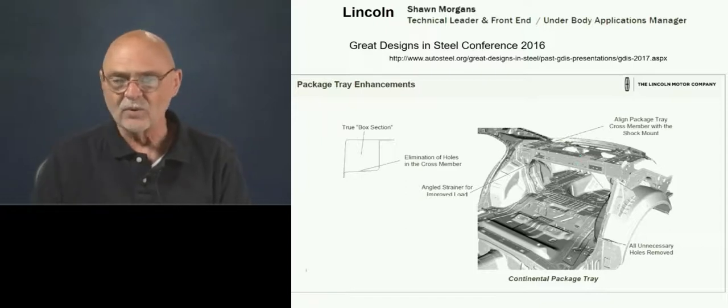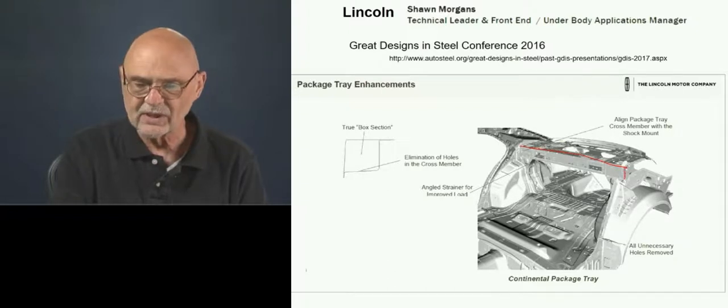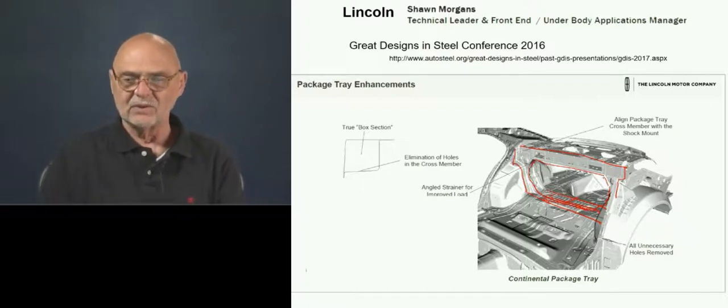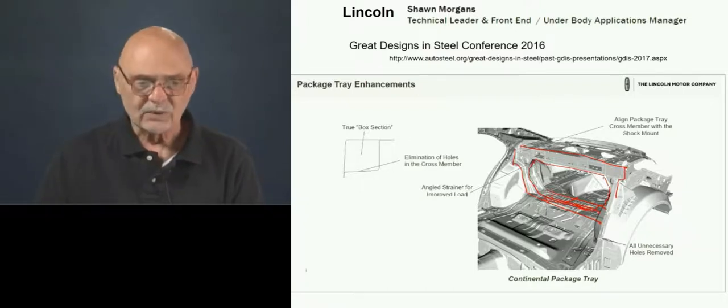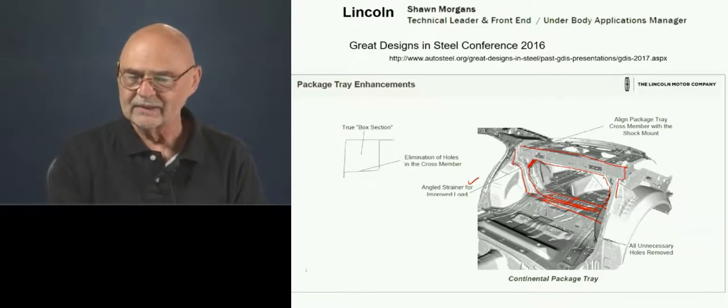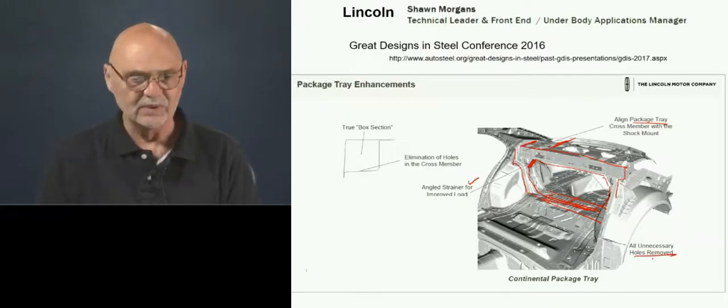Here's one from Ford Lincoln. So we're looking at the same area here. This is the rear closeout. And you can, again, see the beam structure that they've used here. There's a cross member underneath the pan here that you don't see. Okay. So a lot of good advice here. Angled member here for joint rigidity. The package tray itself is lined up with the panel here. All unnecessary holes have been removed.